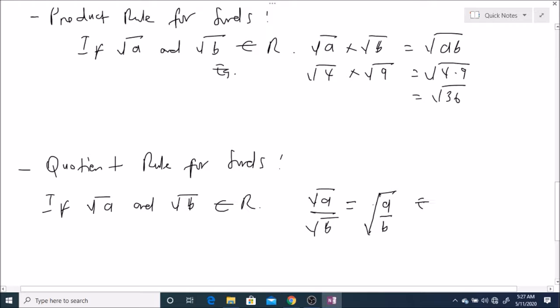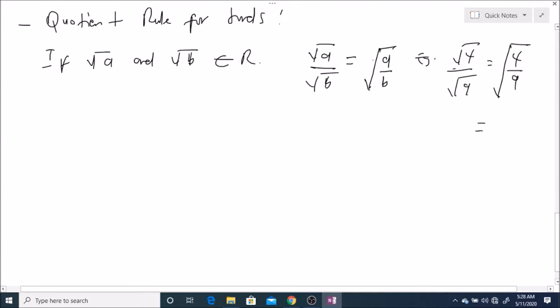So example, root of 4 over root of 9 is equal to root of 4 over 9. Simplifying this gives us 2 over 3.